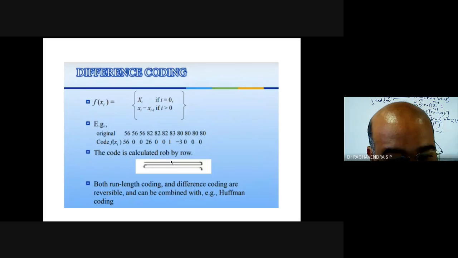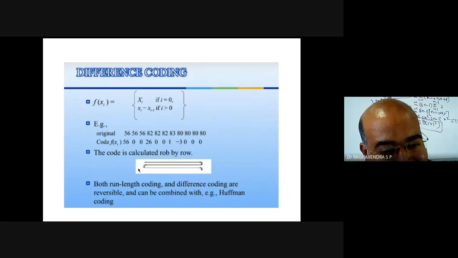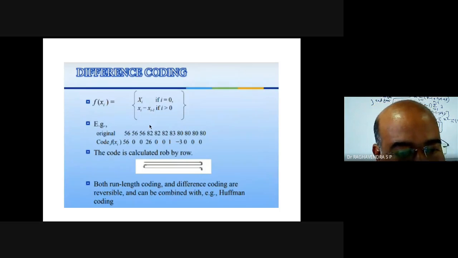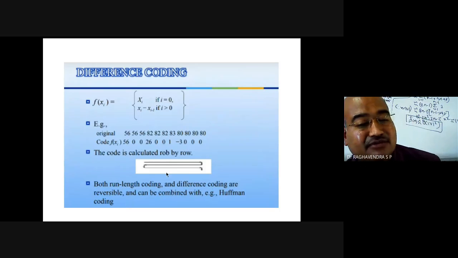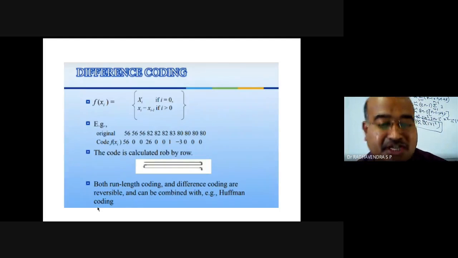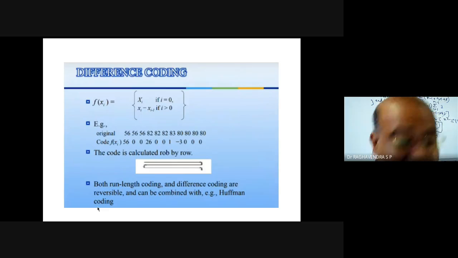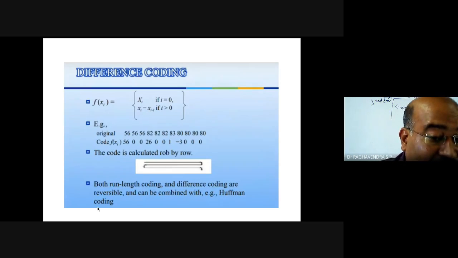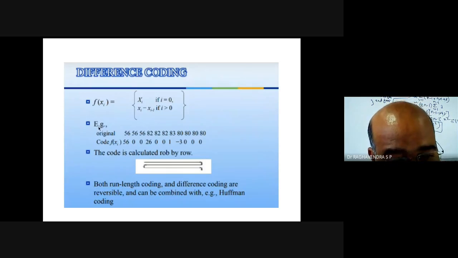So this code is once again calculated row by row. Okay, once again first row. Next we shall go for the second row. This process will continue. So both run length coding and difference coding are reversible and can be combined with Huffman coding. So iveredu kuda reversible antandre original image nanu as it is we can get without loss, okay, lossless. So we can also use this in Huffman coding, next ಹೇಳ್ಕೊಡ್ತೀನಿ. Okay, ಈಗ difference coding ಅರ್ಥ ಆಯ್ತೇನಪ್ಪ?